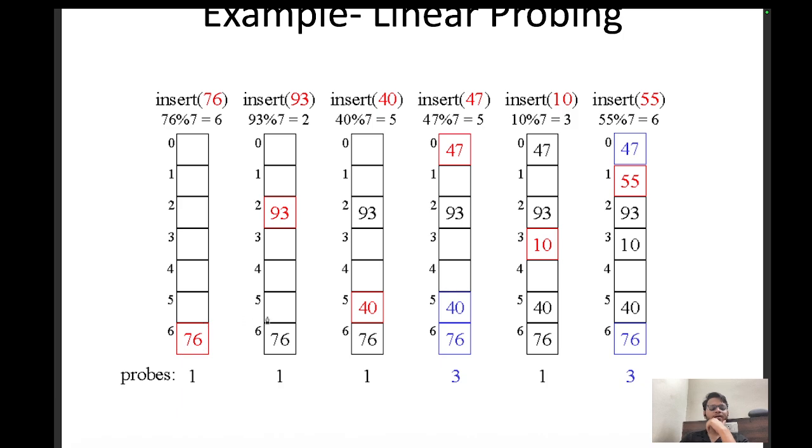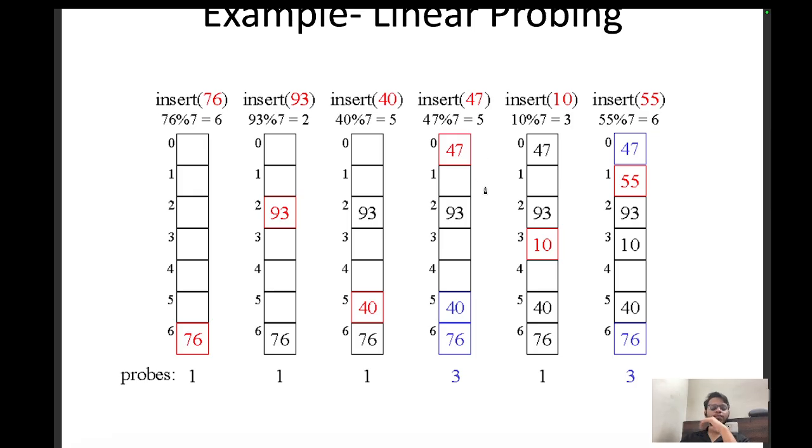So we can move ahead and insert 93. 93 gives a remainder of 2, and we can store it in the second bucket without any problem, and we move ahead. Right, 40. So 40 by 7 gives a remainder of 5, and we can store it at the fifth place without any issue. So it works fine here. Let's move ahead. 47 by 7 gives a remainder of 5.